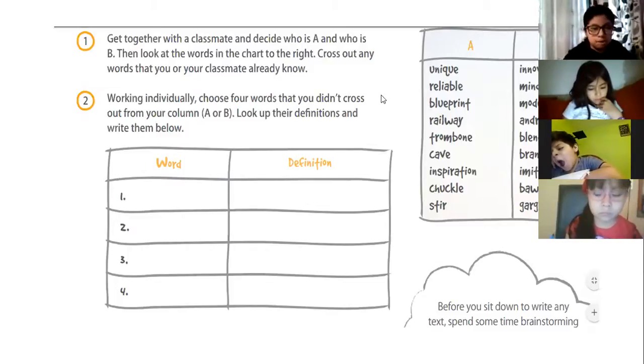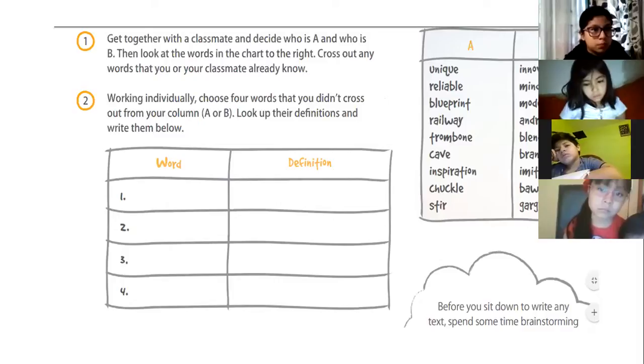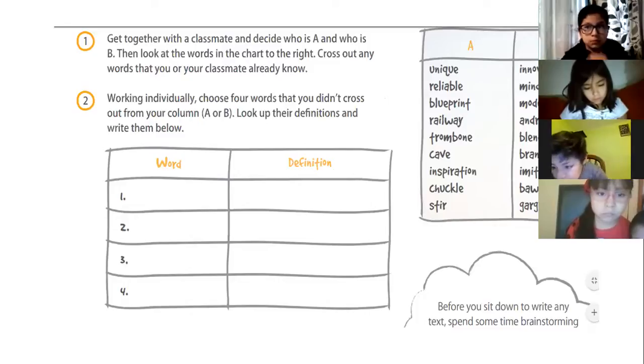For this, we have to work in teams. How many teams? That's correct. Well, first I need you to look at the columns. You have letter A and letter B. Edwin, can you read the words in letter A?